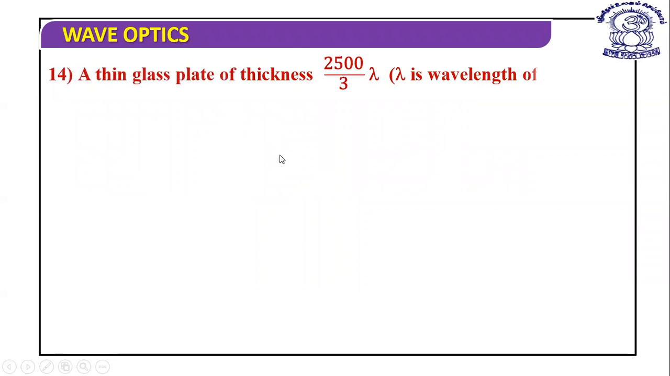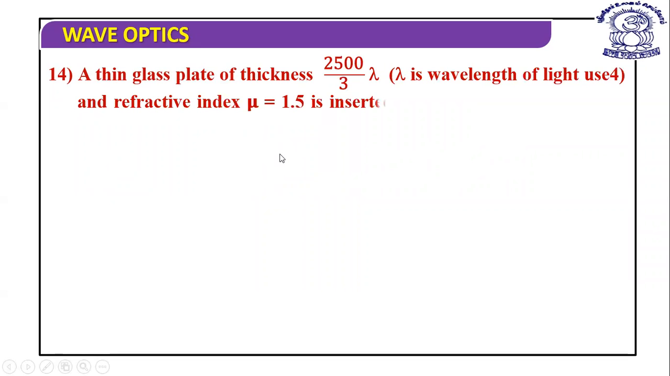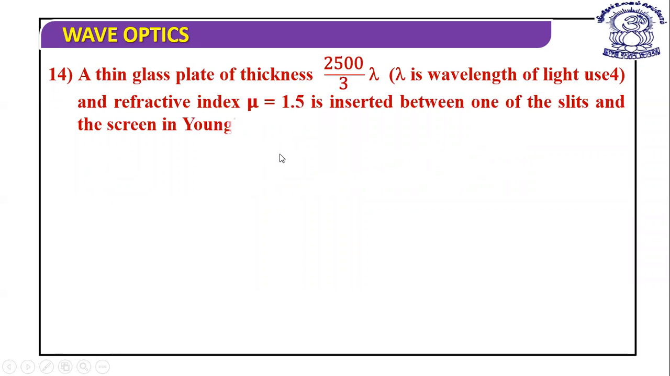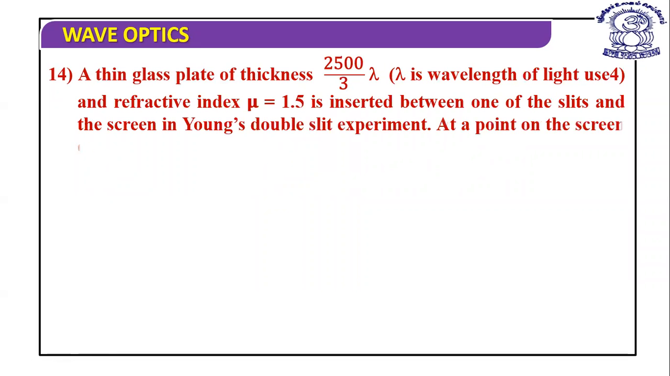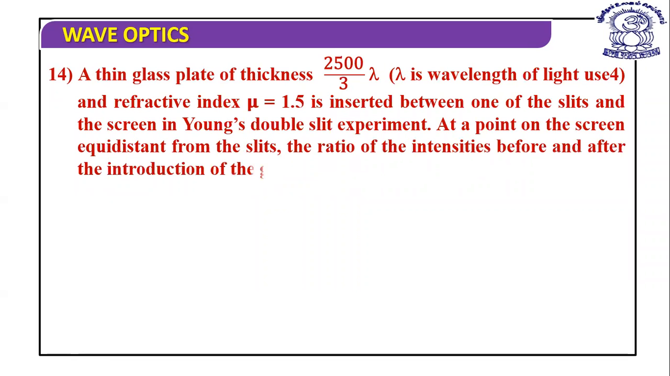A thin glass plate of thickness 2500 by 3 lambda, where lambda is the wavelength of light used and refractive index mu is 1.5, is inserted between one of the slits and screen in Young's double slit experiment. At a point on the screen equidistant from the slit, the ratio of intensities before and after the introduction of glass plate is.